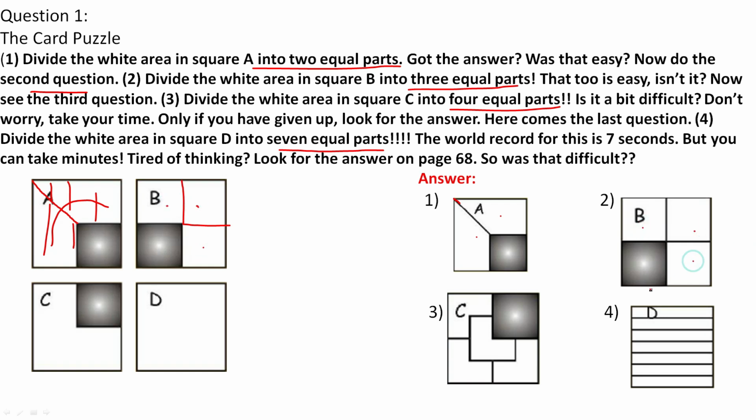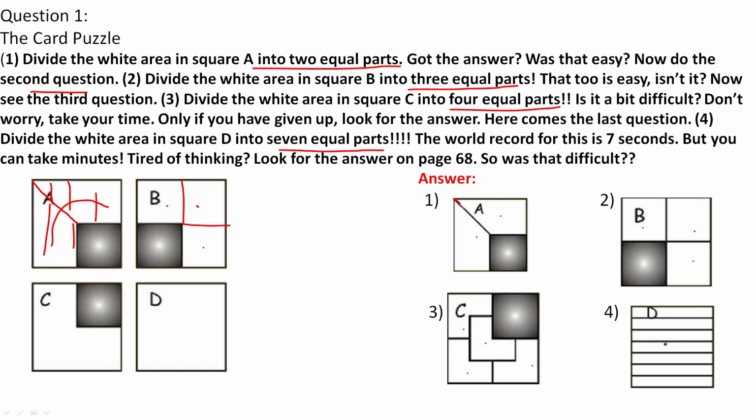Answer. C, 4 equal parts. The white part is to be divided into 4 equal parts. So we have to draw like this. 1 2 3 and 4. Now it is divided into 4 equal parts.